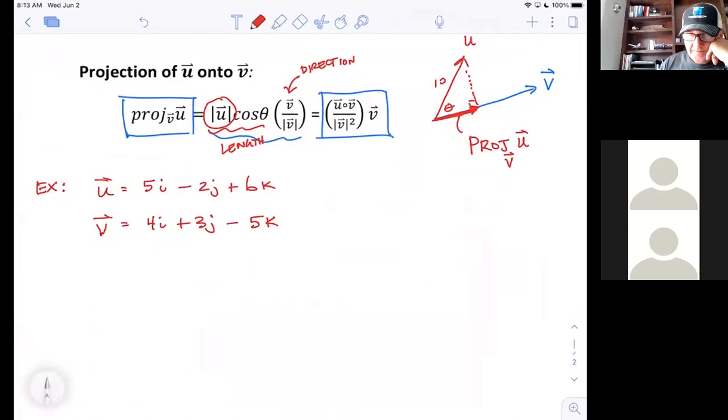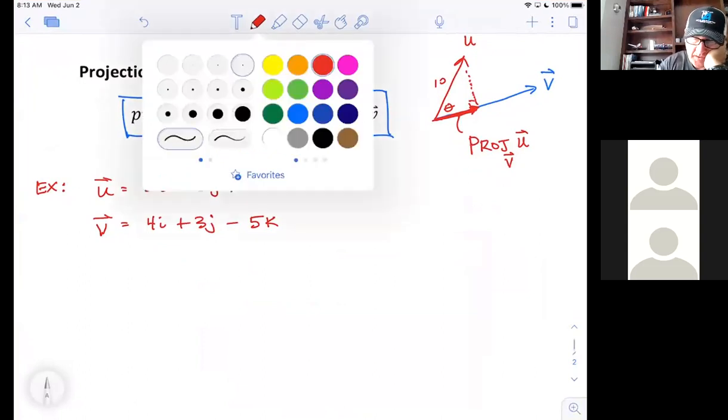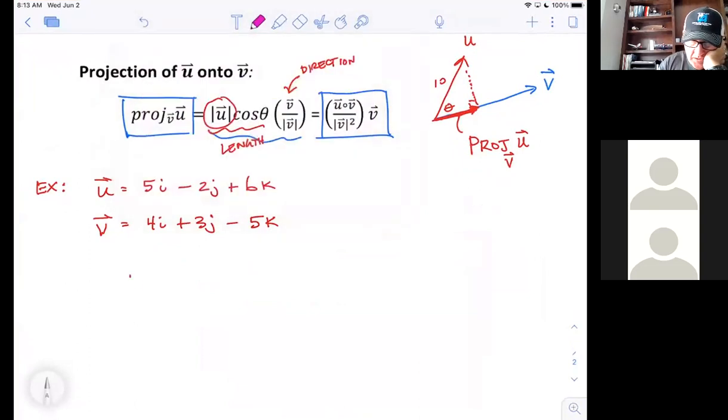All right, so the recipe calls for U dot V, the dot product. We said that was a mnemonic device yesterday. It's a good habit to get into to draw the vector symbol on top of it. So 4 times 5 is 20, 3 times -2 is -6, -5 times 6 is -30. So you have -36 and 20, which is -16. So there's our dot product.